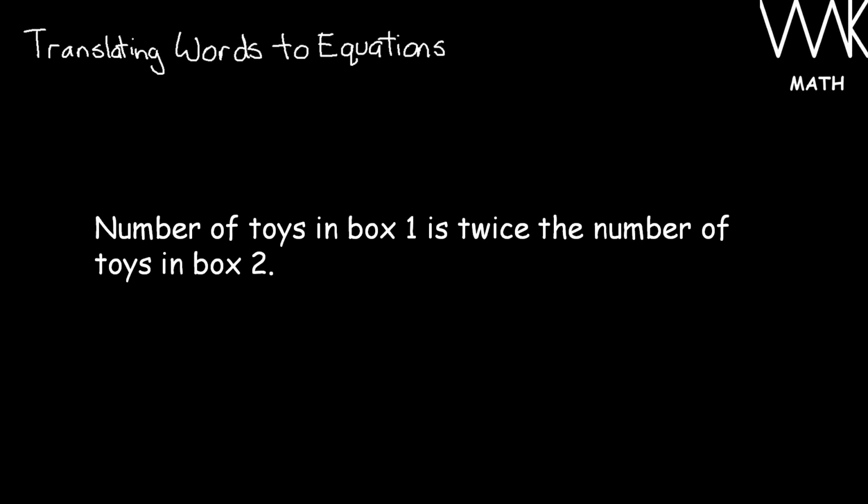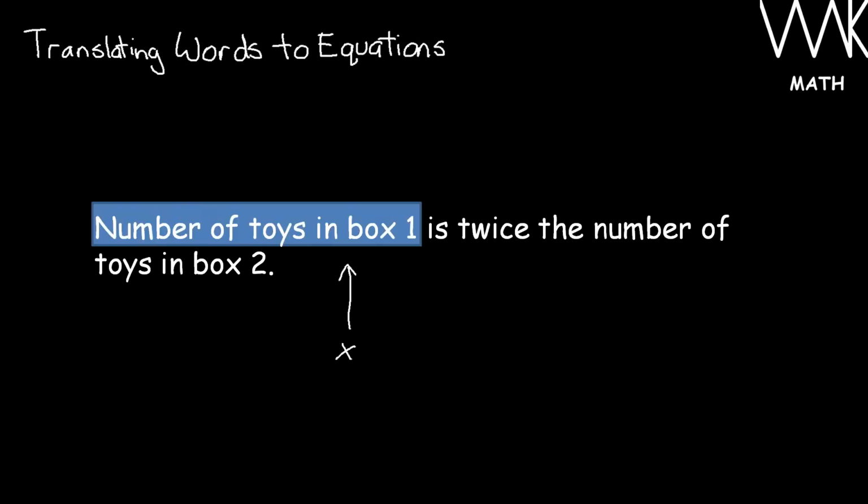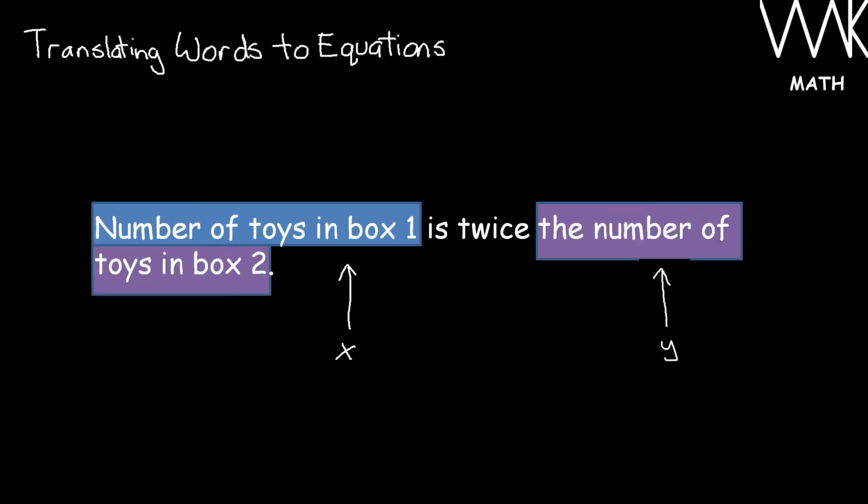So, what are our variables here? There are actually two variables. Number of toys in box 1 and number of toys in box 2. Are they even the same variable? Well, they refer to two separate boxes. Therefore, they are not the same variable. Next, we look at the linking statement between these two. It is twice. What the heck does that mean? So we look back at our dictionary and we see that is means equal sign, twice means 2 times.